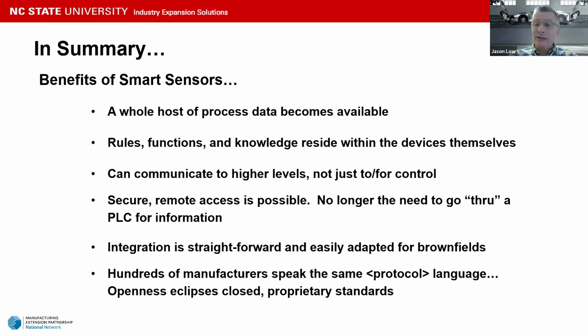They can communicate to higher levels, not just to and from a dedicated control system like a PLC. We can bypass that PLC to get that information from our sensors. We don't need to, again, do some coding, understand what ladder logic is, to be able to extract that information.